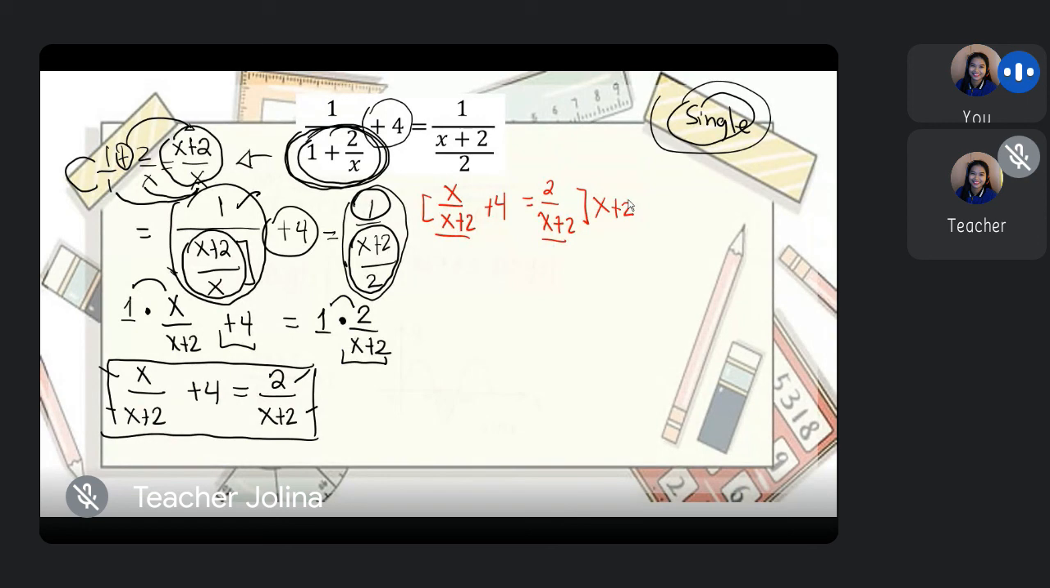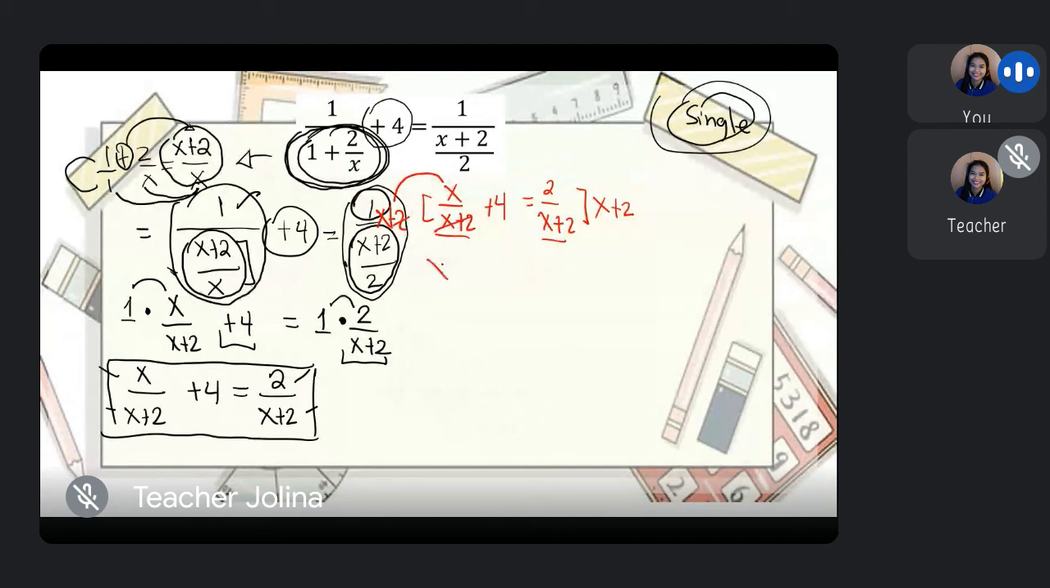Unlike ng mga sa first example and second example, magkaiba po kasi yung kanilang denominator, kaya minumultiply natin. In our case, parehas po ang kanilang denominator. So, ang kukunin nyo lang is yung isang denominator which is x plus 2. So, we have here also x plus 2. So, multiply natin yung x plus 2 dito sa first term. So, magiging cancel to, di ba? And cancel to kabila. So, magiging x na lang po ang matitira.